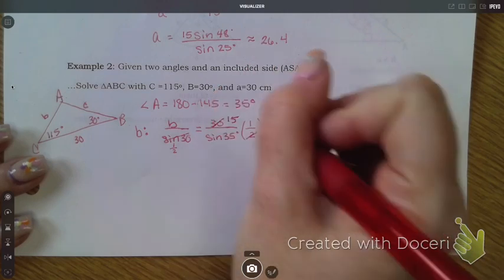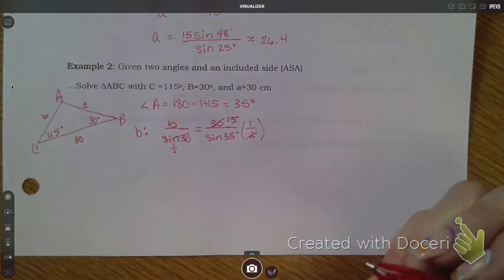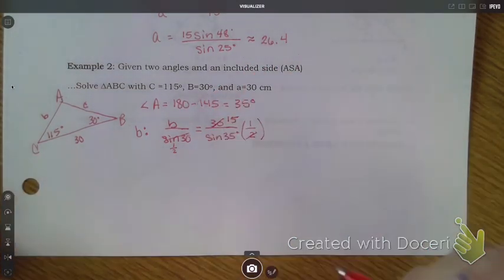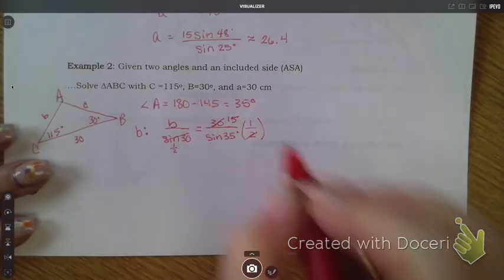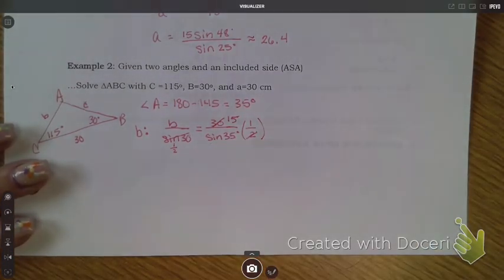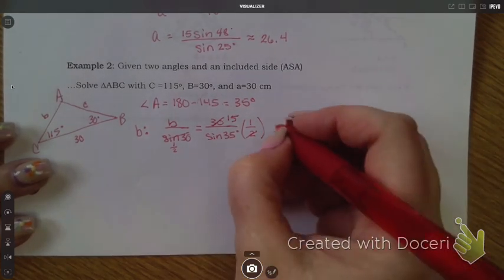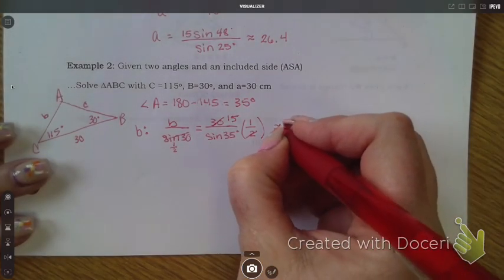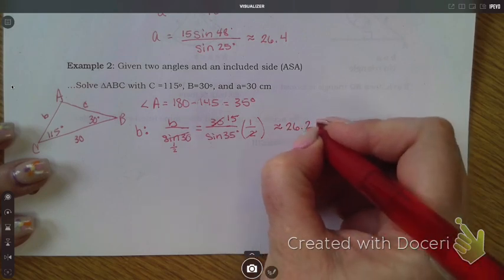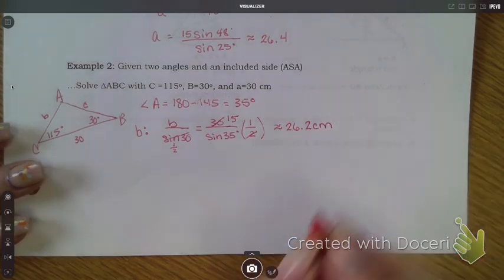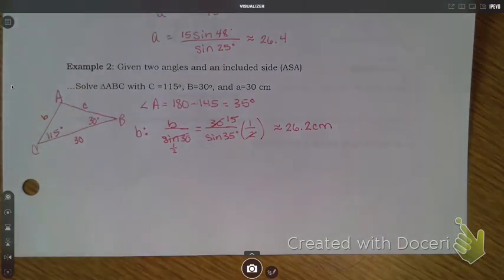I have not touched my calculator yet, have I? No. Now, do I know the sine of 35? No. So now I'm going to put 15 divided by the sine of 35 in my calculator. Well, 26.2. So approximately 26.2 centimeters. And this one has a unit, so you need to use it.